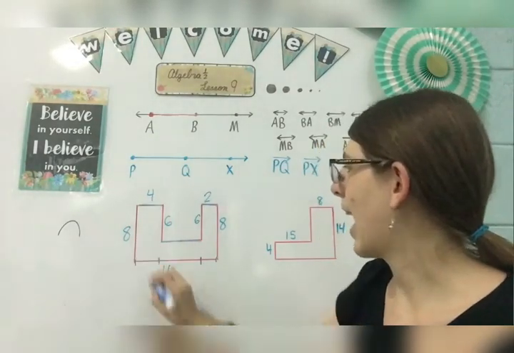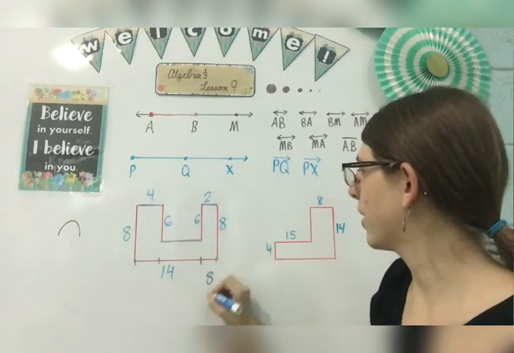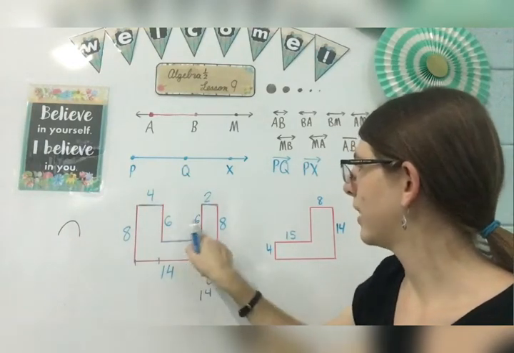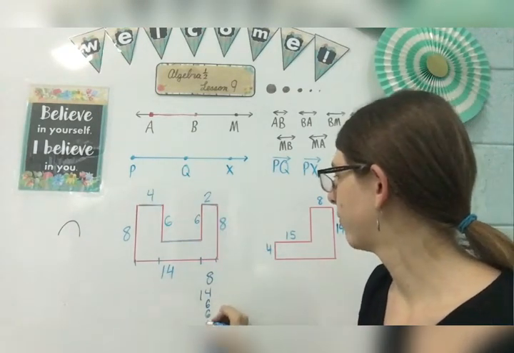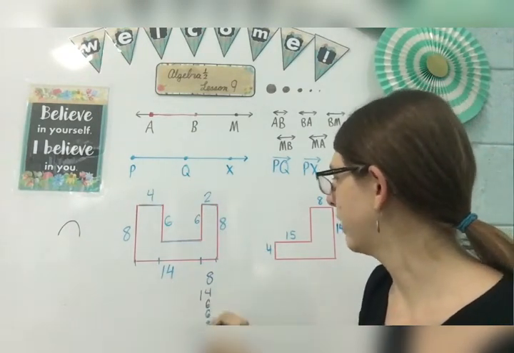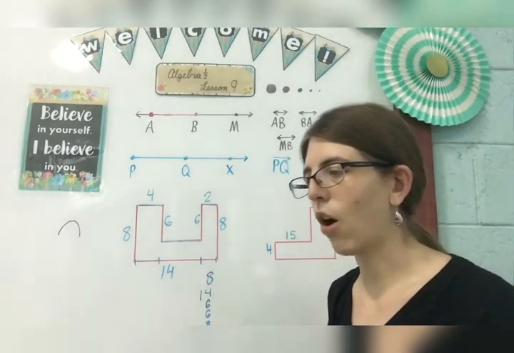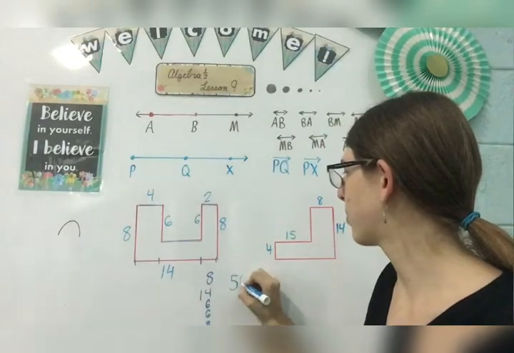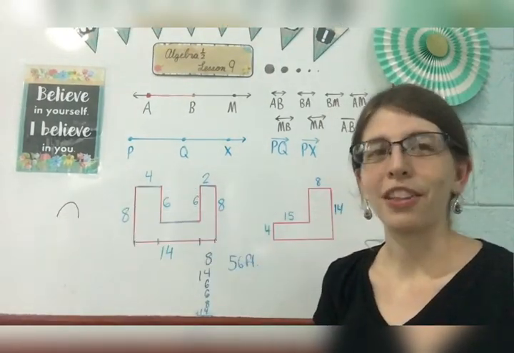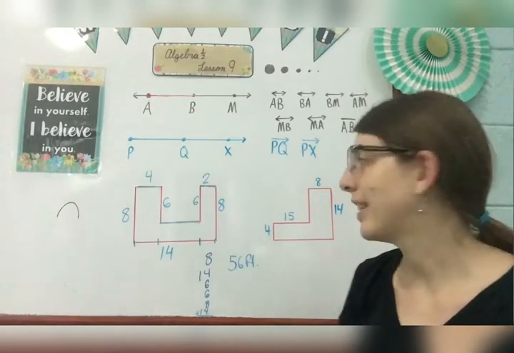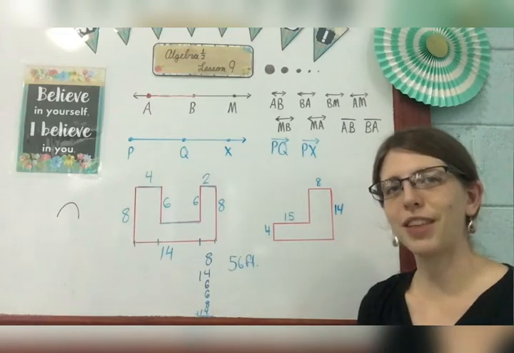So that means I have 8 here, plus 14 going across, plus 6 plus 6, plus 8 here, plus another 14. Oops, I'm running out of room on my board. I would add those all up, and that would give me a perimeter of 56 feet. Okay. So we are on the last part of this lesson. This is your practice, to find the perimeter of this shape. So go ahead and pause your video and do that now.